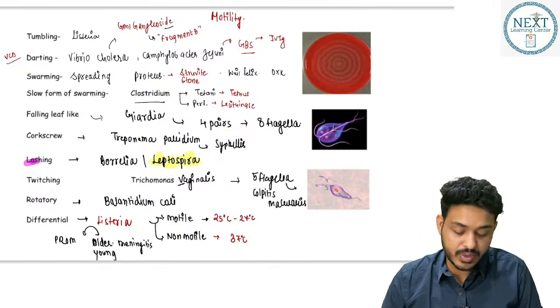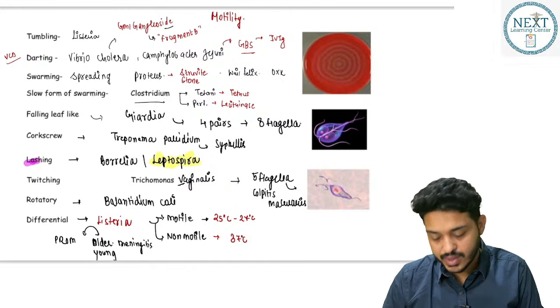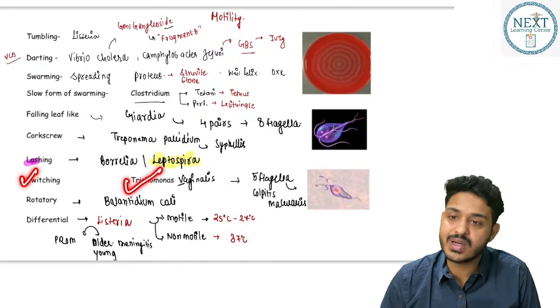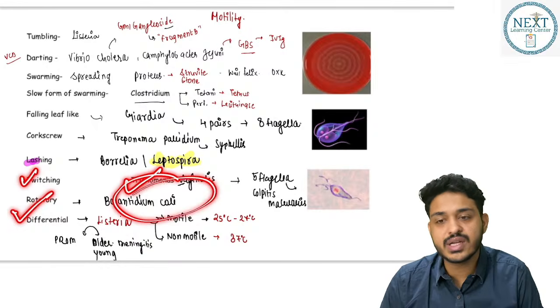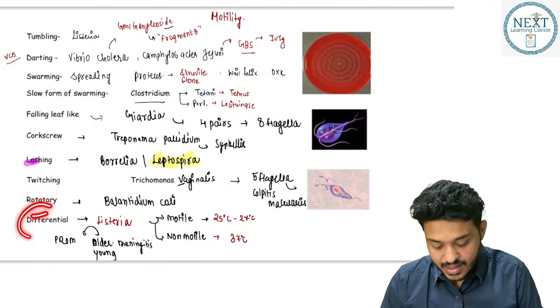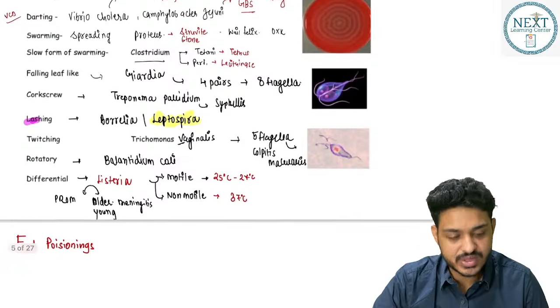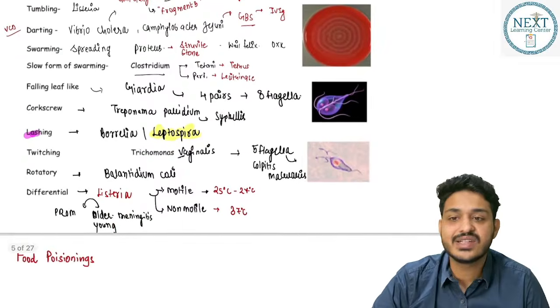Lashing motility, a mnemonic for lashing a corpse wrapped in a sack, right? T for twitching, T for Trichomonas. R for rotatory, like how you make a roti with the help of a belan, right? And differential you already know. So these many motilities at least you have to remember.